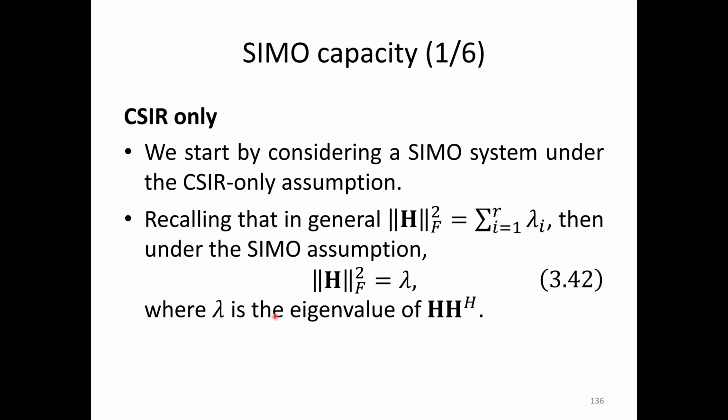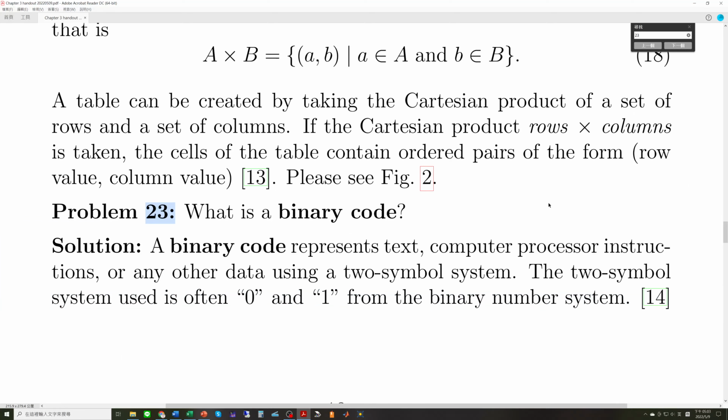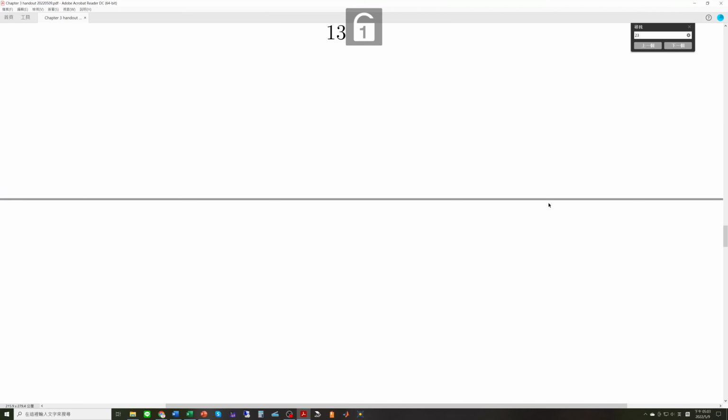Where lambda is the eigenvalue of H times H Hermitian. So please note that here is the word "the". It means that lambda is the only eigenvalue of H times H Hermitian, or the matrix H times H Hermitian only has one eigenvalue. Do you know why? Let us see the handout. Page down.